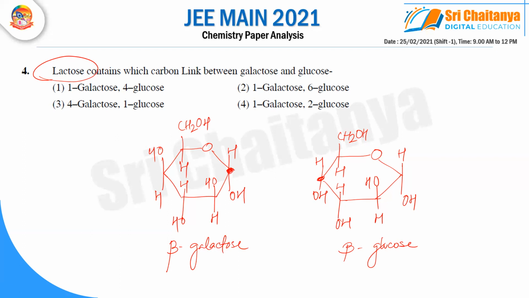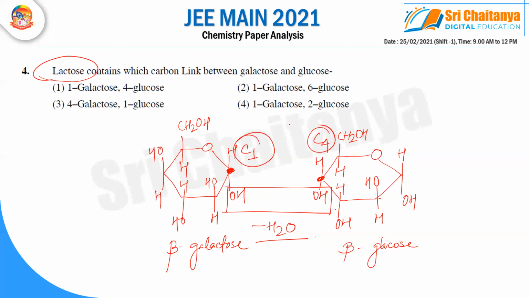So this carbon, which is the C1, and this carbon, which is the C4, are connected by removal of a water molecule. So here, the first carbon of galactose and the fourth carbon of glucose are connected. So that makes my answer number 1.